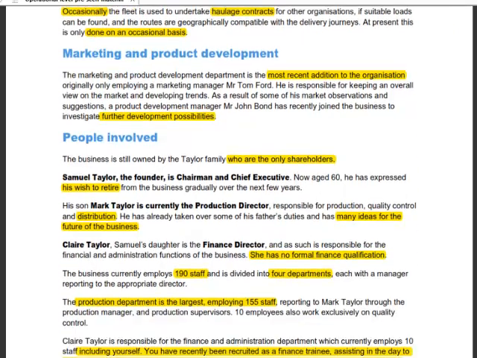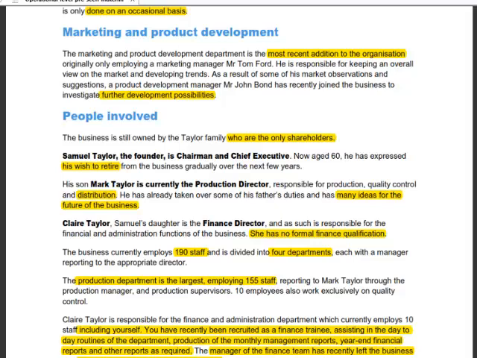Marketing and product development. So here we have another embryonic department. Marketing and product development department is the most recent addition to the organization. So we've got now a product development manager, John Bond, and his job is to investigate further development possibilities. So the 2 words that came to mind when I read that were target costing and also expansion. So maybe that's something we need to consider.